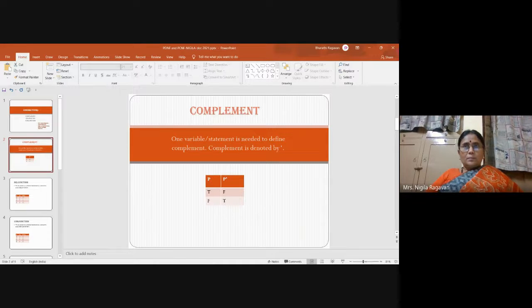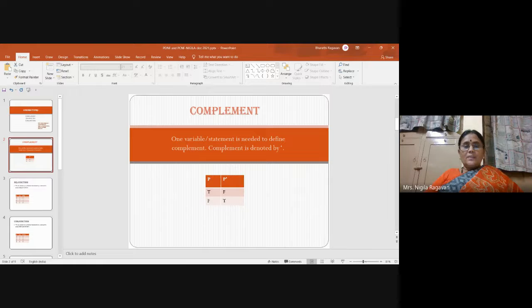P is a statement, any sentence. That sentence may be true or false. For example, the sun rises in the east. This sentence is a true statement. Another one, the sun rises in the west. If the sentence is the sun rises in the west, it is a false statement.